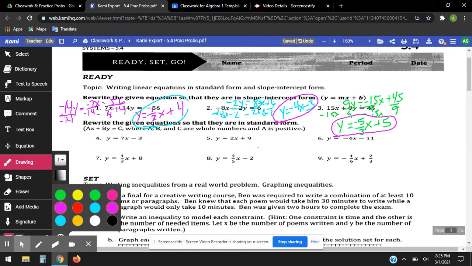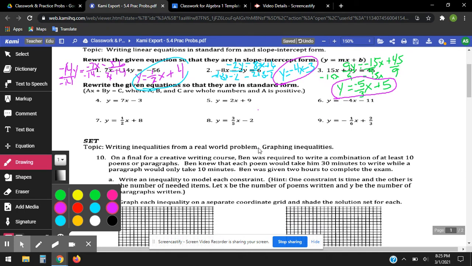All right, next bunch. Let's switch these to standard form. Well, basically, if 7x is over on this side, then I am going to subtract 7x from both sides. And when I do that, those cancel. That leaves my negative 3 by itself. So I have negative 7x plus y equals negative 3. And I'm done. Okay, so for here, minus 2x, minus 2x, that's all I have to do.